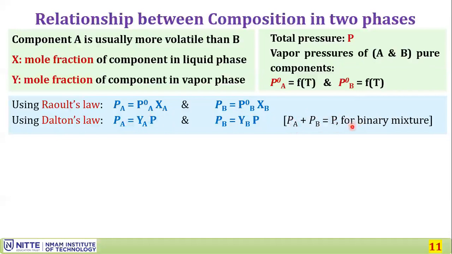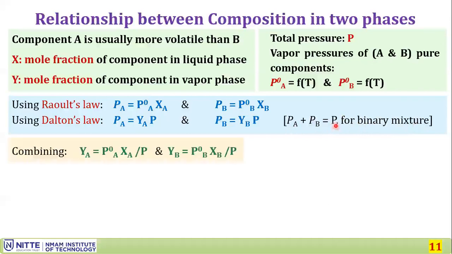Let us take a binary mixture as the case throughout the distillation. That's the easiest way to learn it. Binary mixture means a solution having two components, A and B. So PA plus PB in total is P. Now let's combine the two equations. PA is equal to PA on this side, so this will end up like this. What do you get? YA is equal to P naught A into XA divided by P.